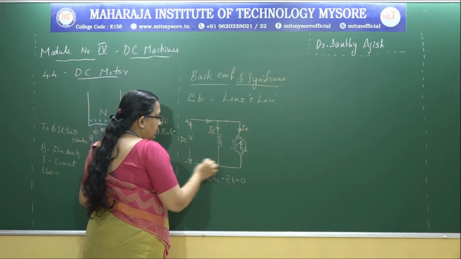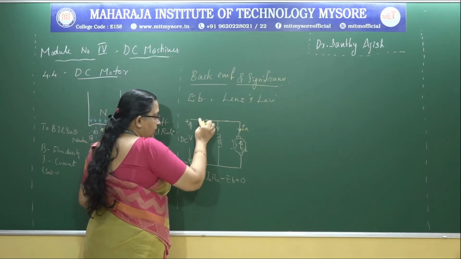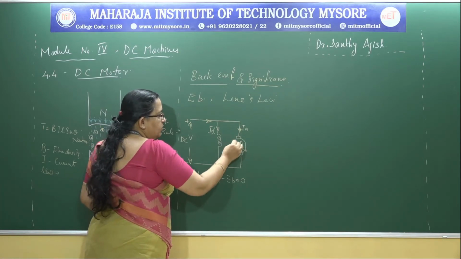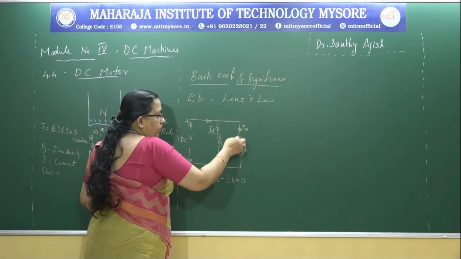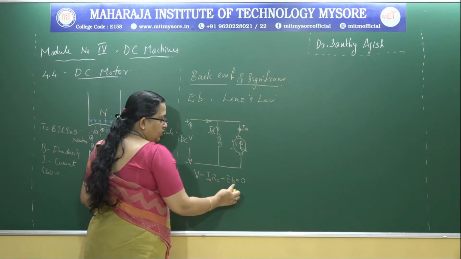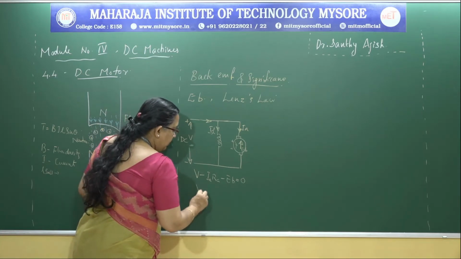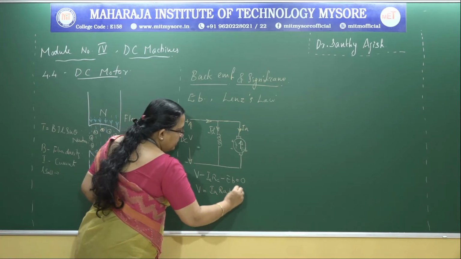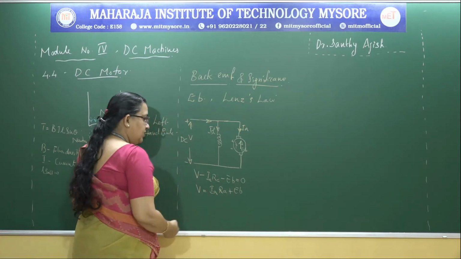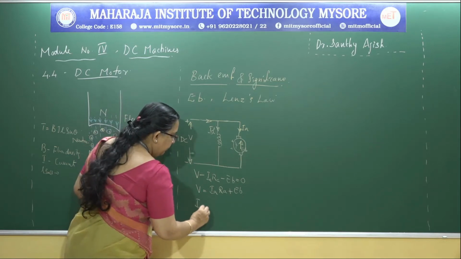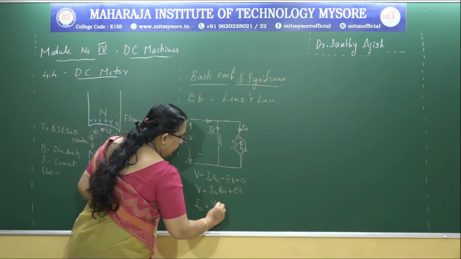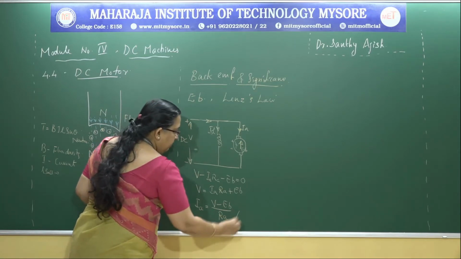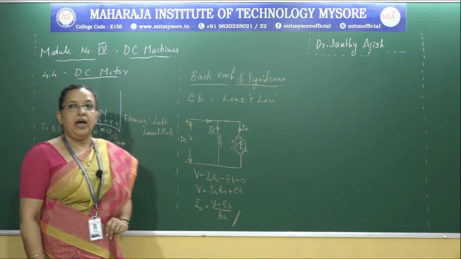When you consider the loop, this is minus and this plus, so we have a voltage rise, which I am considering as V positive. Then here plus, here minus, so it is a voltage drop. In the same way, EB is acting opposite to the applied voltage, so minus, so the sum is 0. Or I can write it as V equals IaRa plus EB, if I take these two to the other side. So Ia equals V minus EB divided by Ra.